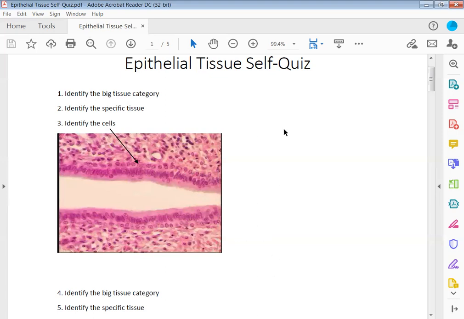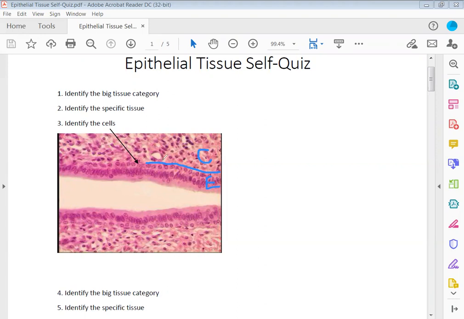Then number 3, identify these cells here. Those cells are stem cells or basal cells. And stem cells or basal cells sit on this structure right here. That structure separates the epithelial tissues from the connective tissues. That structure right there is called the basement membrane.